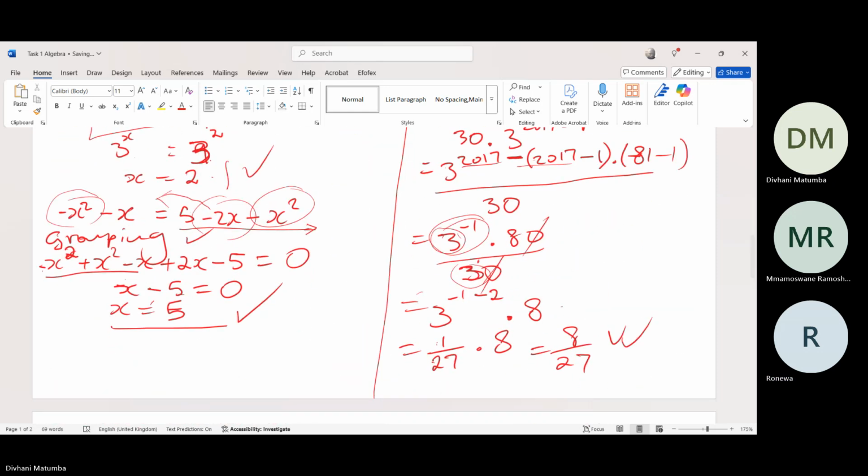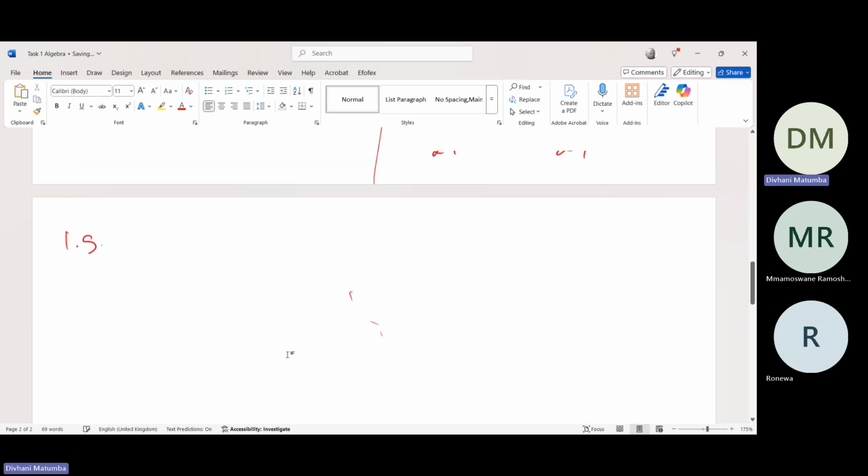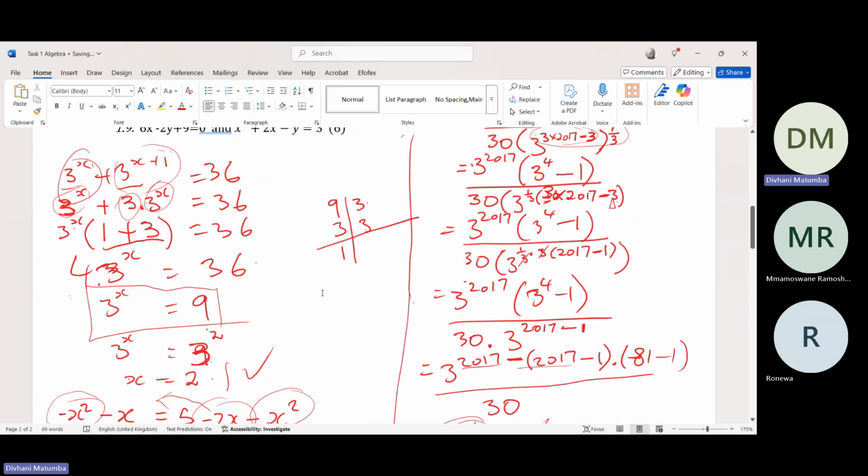We have a 1.5. I think this will be a little bit tricky.